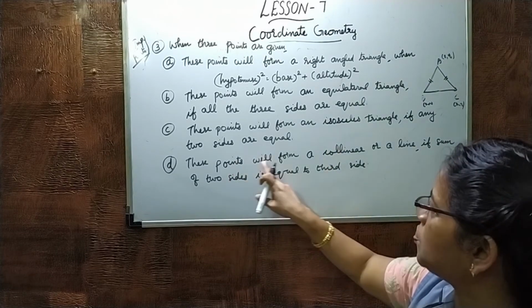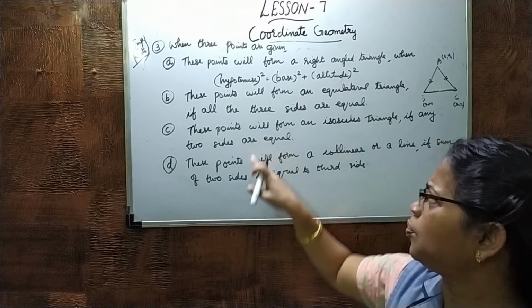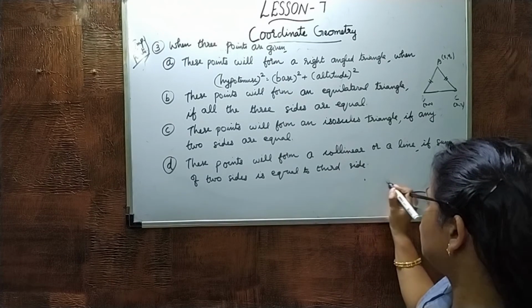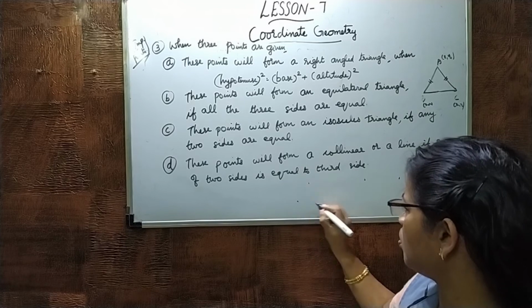Next one, these points will form a collinear set. What is collinear? 3 points they will give you, right? So here they will form 3 points. Okay. And here also they will form 3 points.